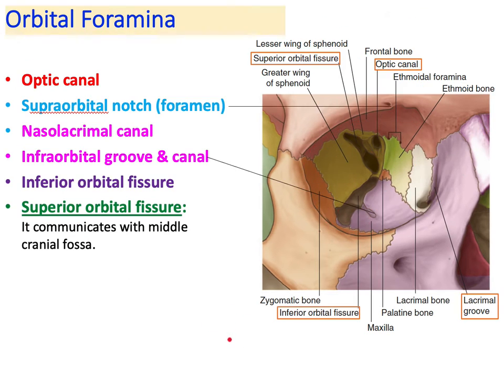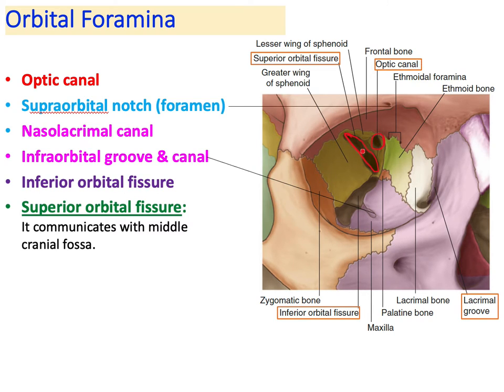So medial wall is important. Now, yes, this room, or what we call the orbit, has openings. Already you have an idea now about the optic canal. This is the optic canal, lateral to which you remember the lesser wing and the greater wing? Between them there is the superior orbital fissure. So this is the superior orbital fissure.